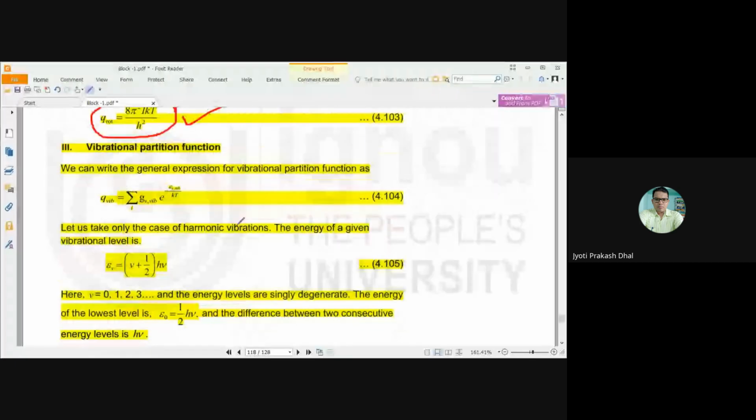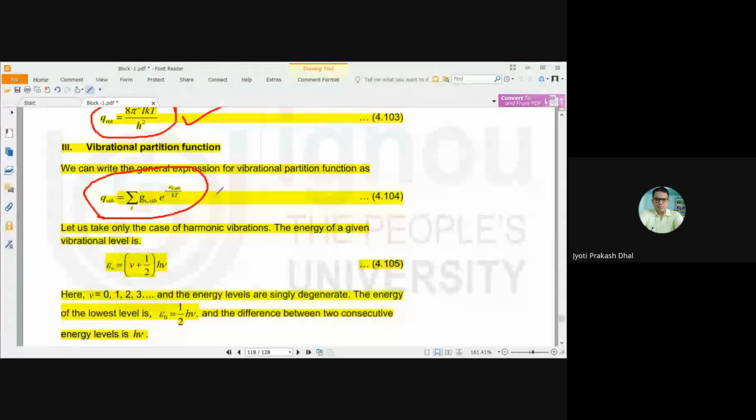Now coming to the third partition function, that is called the vibrational partition function. Again, we are putting Q vibrational equals the summation of g_i vibrational into e to the power minus epsilon_i vibrational by kT.